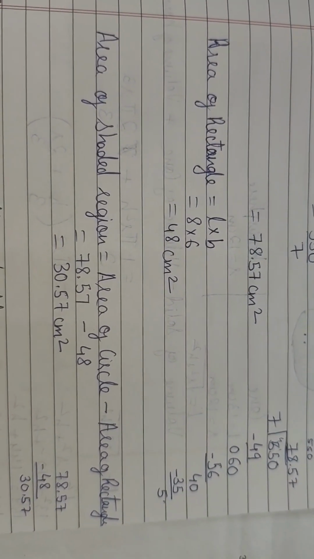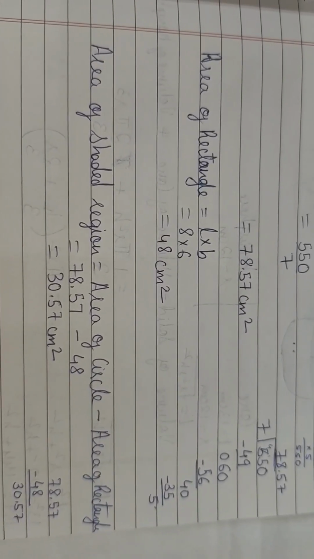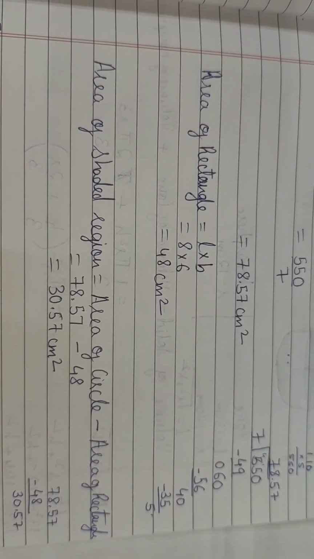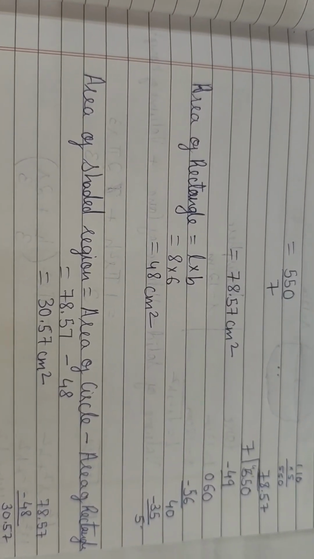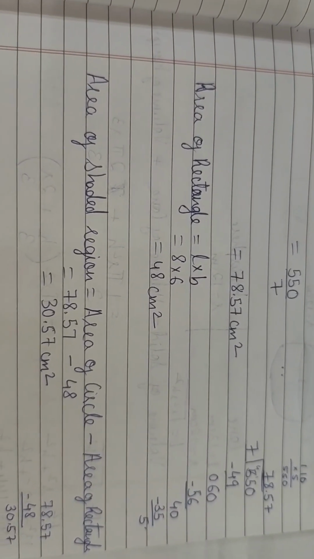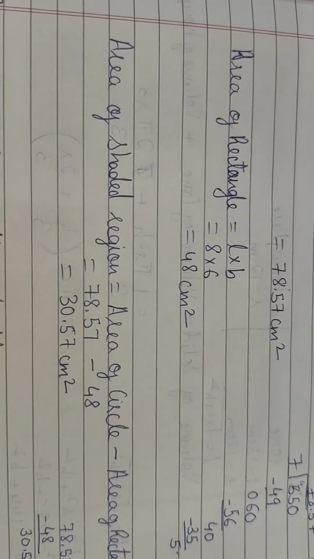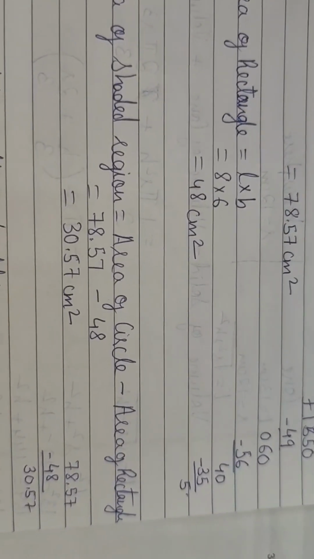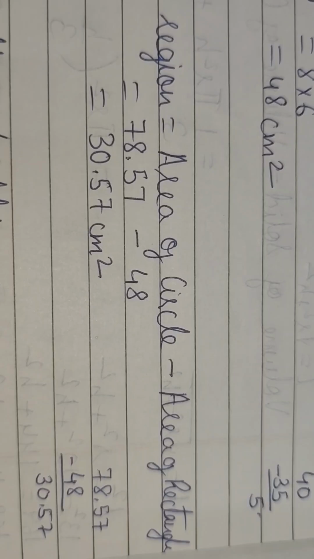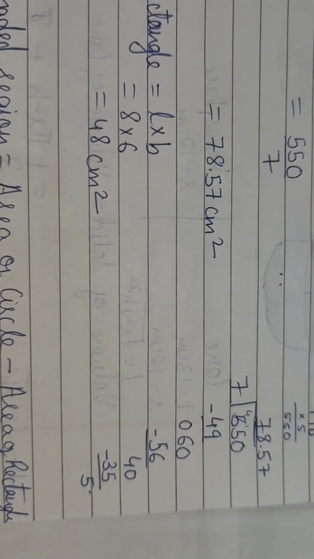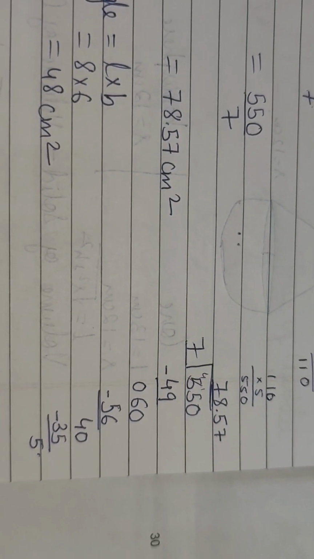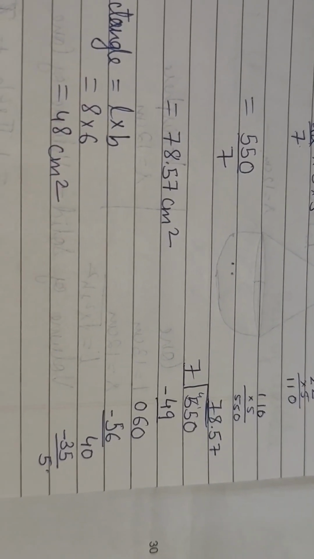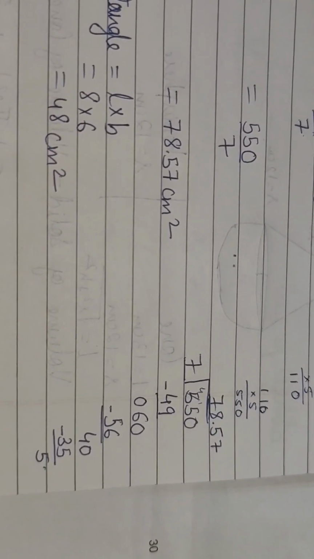So area of the shaded region will be area of the circle minus area of the rectangle. So 78.57 minus 48. Final answer will be 30.57 centimeter square. See, here I have done this subtraction, and here I have done division. Those who are having problem in doing divisions, here I have done.